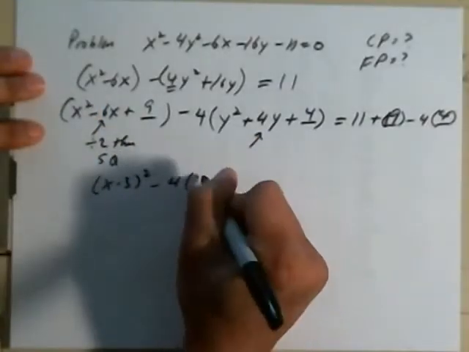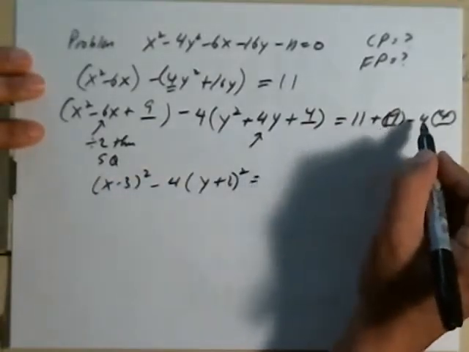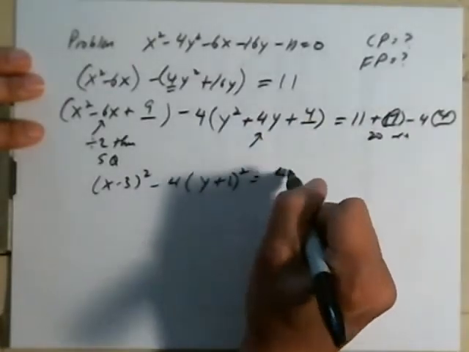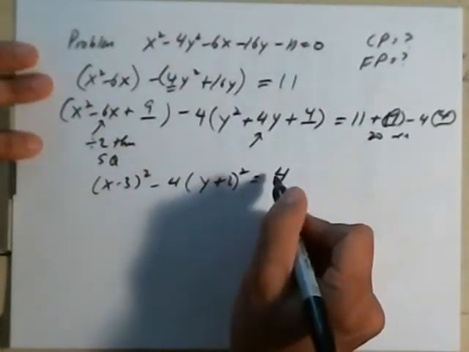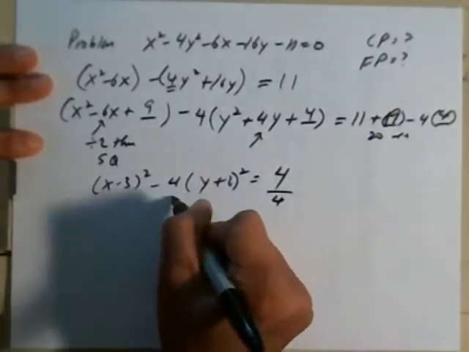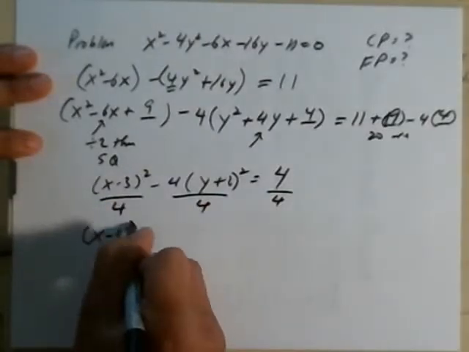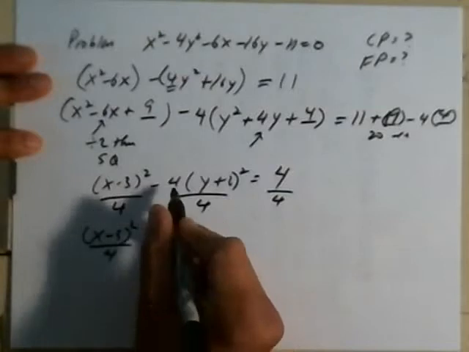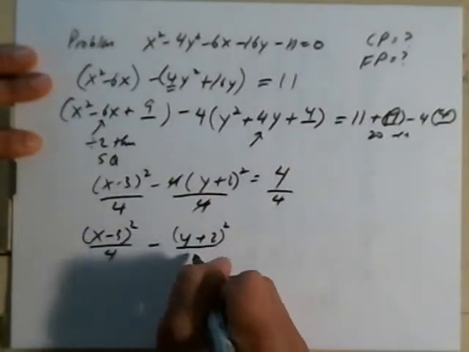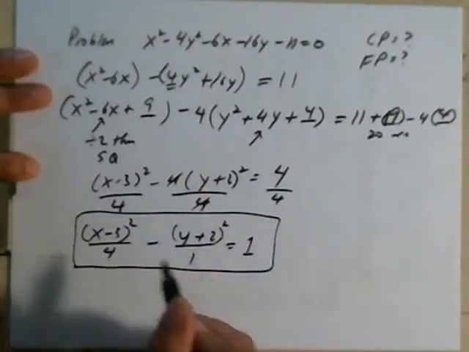Minus 4 times y plus 2 quantity squared is equal to 11 plus 9 is 20, minus 16, that's equal to 4. Remember, I have to get this equal to 1. You do not subtract 3, guys, to both sides. You divide by 4 to both sides. You end up with x minus 3 quantity squared over 4 minus, these cancel, y plus 2 quantity squared over 1 is equal to 1, and you have it in standard form.